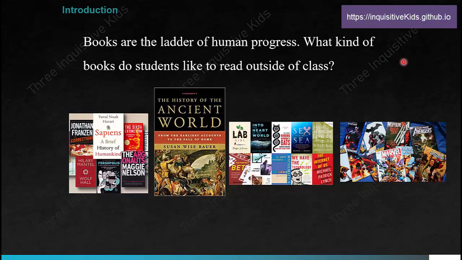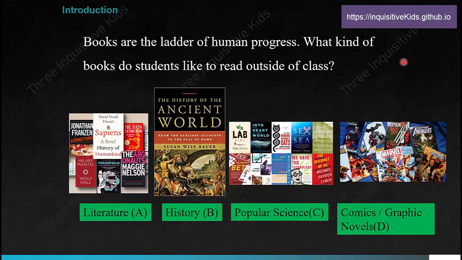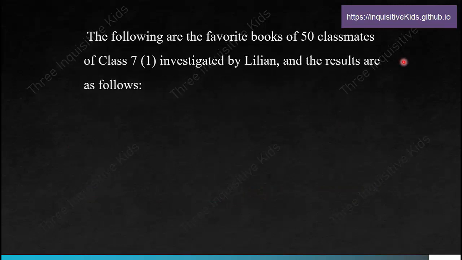Books are the ladder of human progress. What kind of books do students like to read out of class? So there's literature, A, history, B, popular science, C, comics/graphic novels, D. The following are the favorite books of 50 classmates of Class 7. 1. Investigated by Lillian, and the results are as follows.